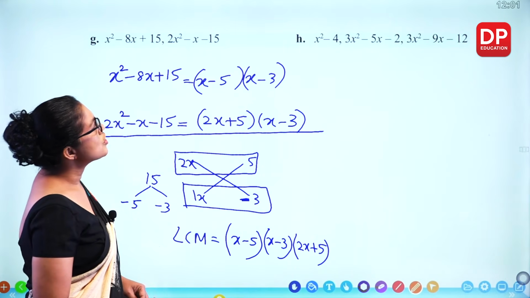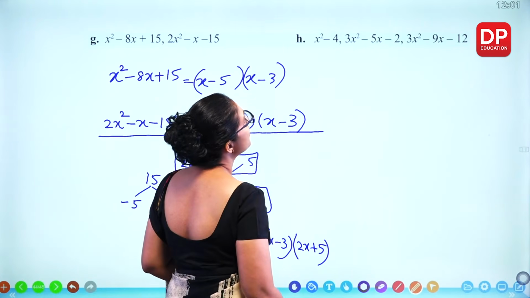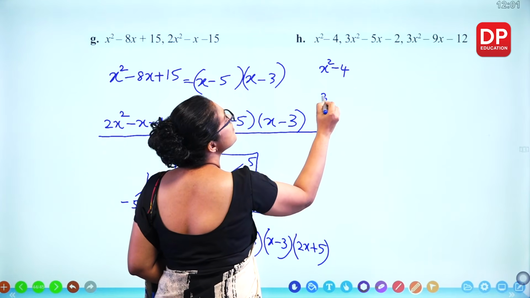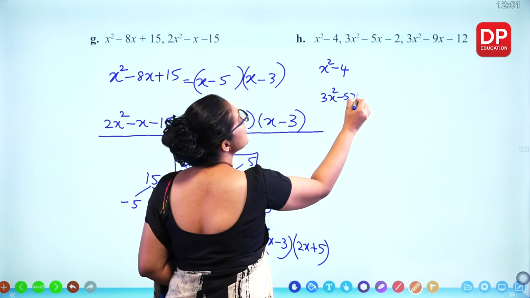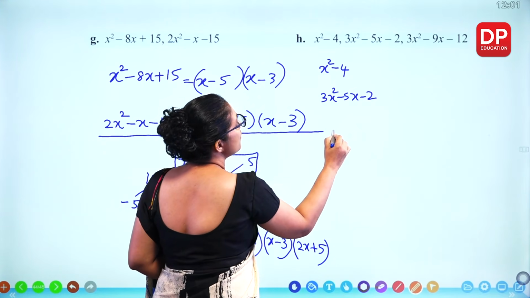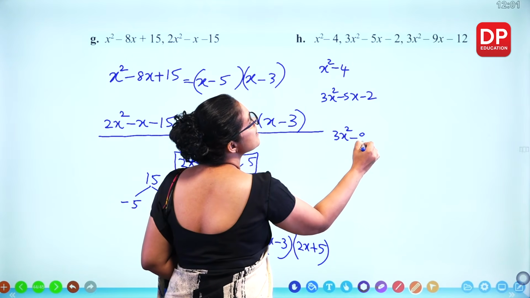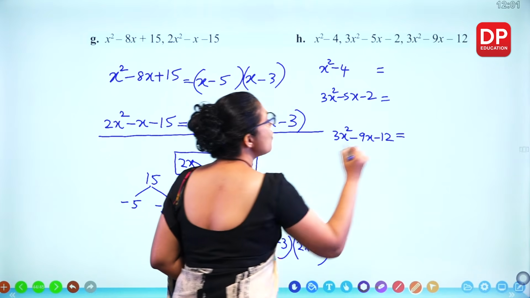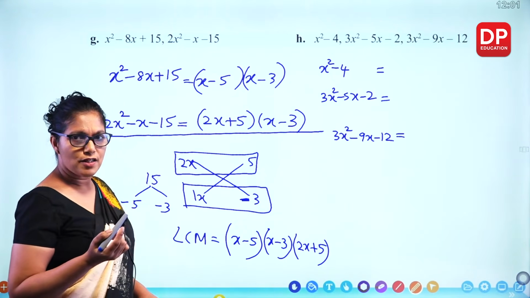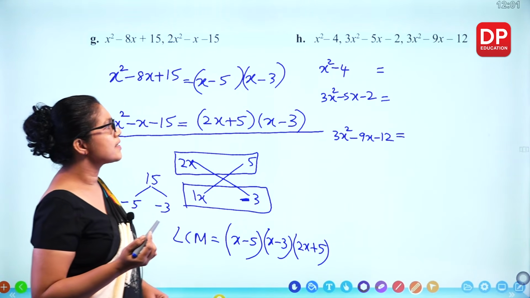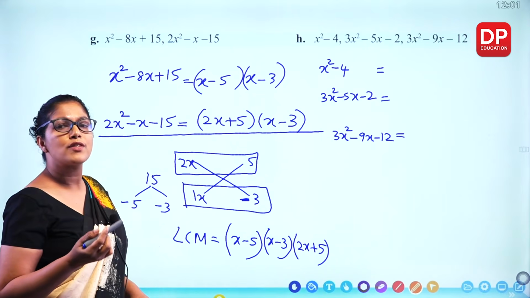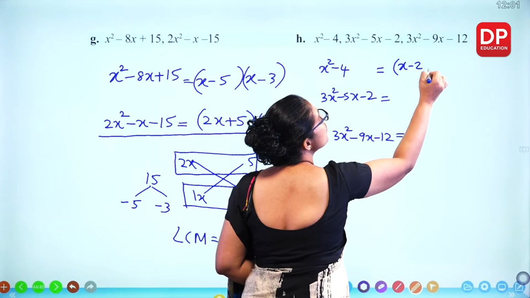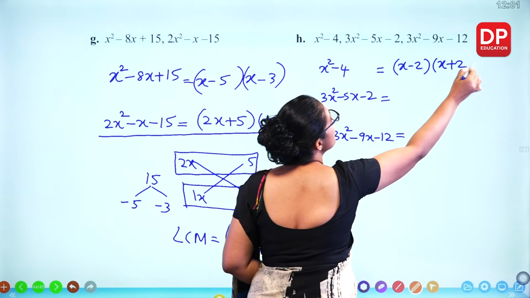Now look at this question. You get three expressions. One is x squared minus 4. The other one is 3x squared minus 5x minus 2. The other one is 3x squared minus 9x minus 12. So we'll try to factorize. First one, difference between two squared terms. So you can write 4 as 2 squared. So you can write straight away x minus 2, x plus 2.